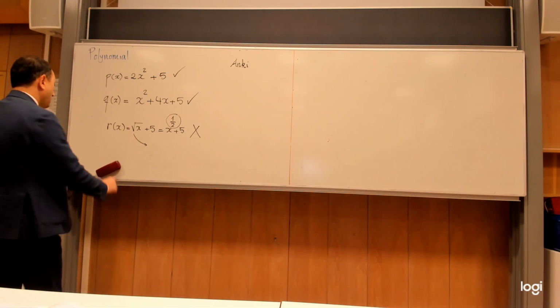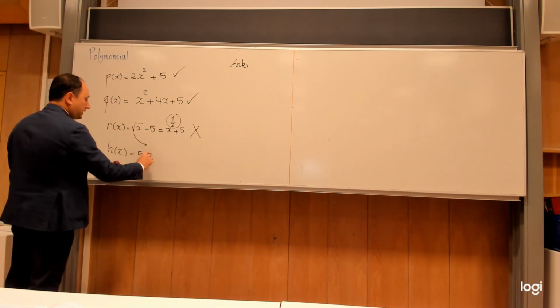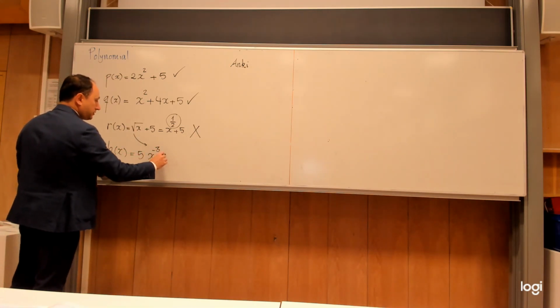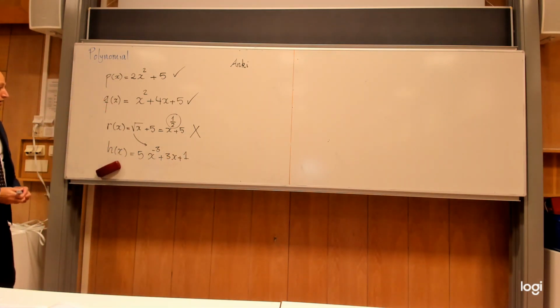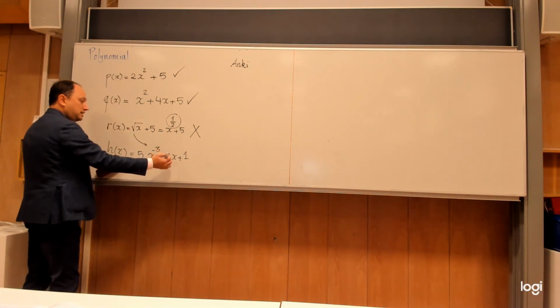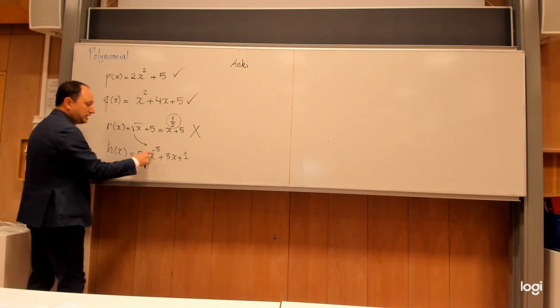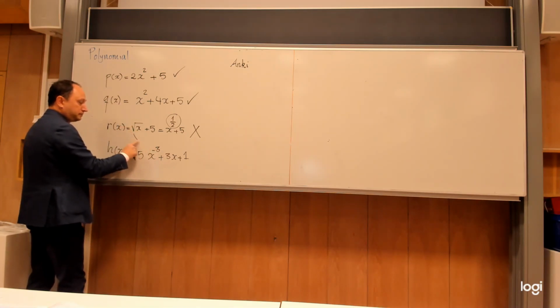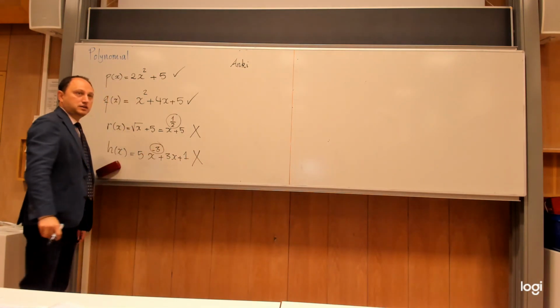Yes? So for example, if I write h of x equals 5x to the power of minus 3 plus 3x plus 1, this is not a polynomial because even though this exponent is 1, which is acceptable, a positive integer, this exponent is a negative integer. It's not allowed. Okay, so this is not a polynomial because of this negative integer there.